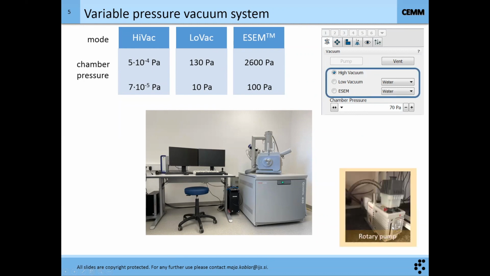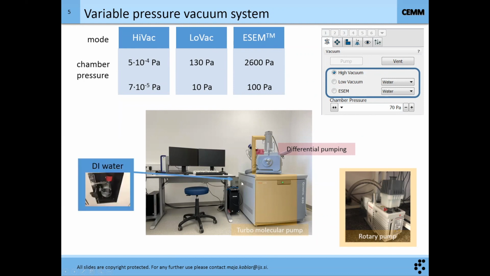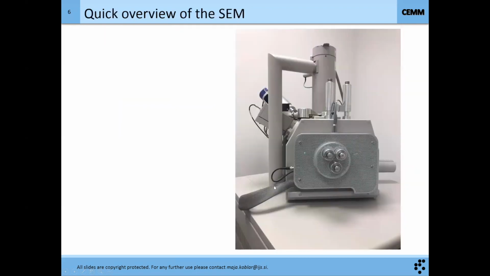The normal rotary pump is in the other room. Below here is a turbomolecular pump. Here you have differential pumping. You have a manual valve, which you will be using. And here you can see the water that is introduced inside the SEM.